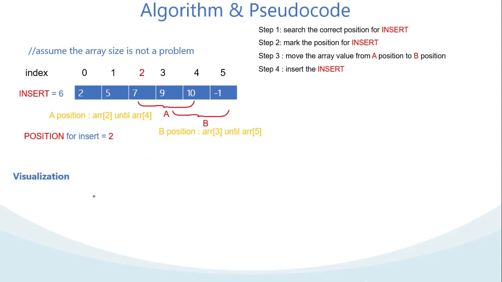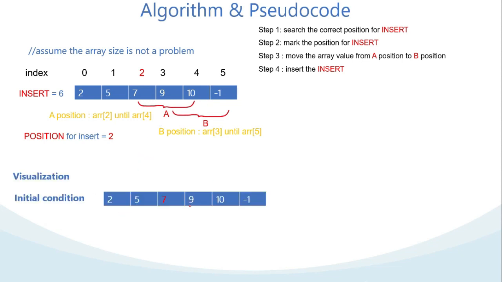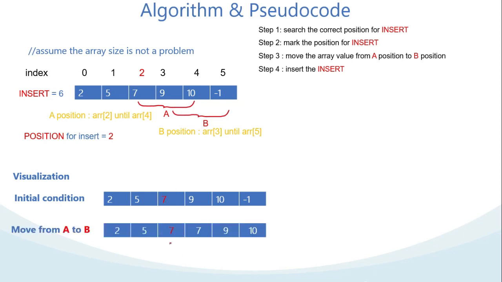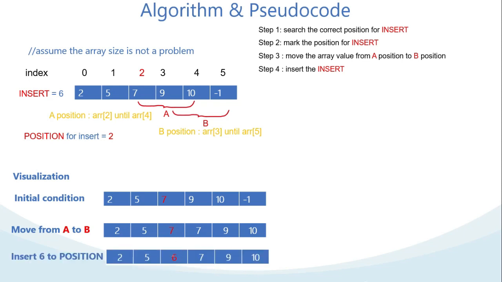So the visualization will look like this. Here is our current condition, and then we want to move it to the right. In an array, when we move a value from one index to another index, actually we just copy. So the initial value is still there. However, it's ready to be replaced by the new value. So let's see the pseudocode.